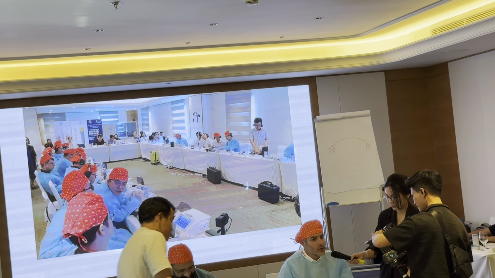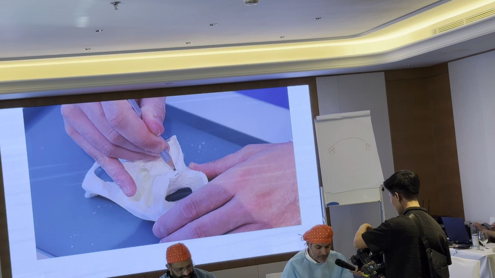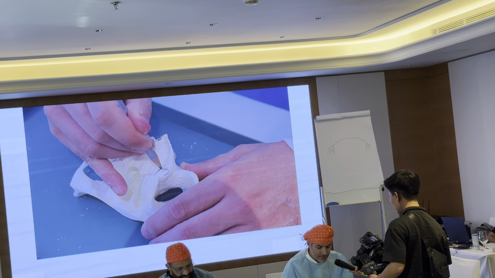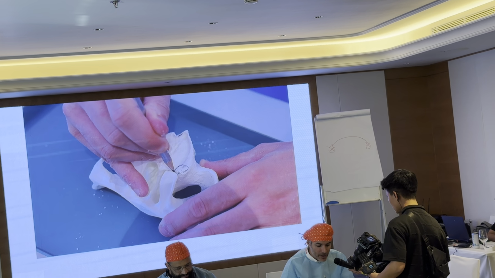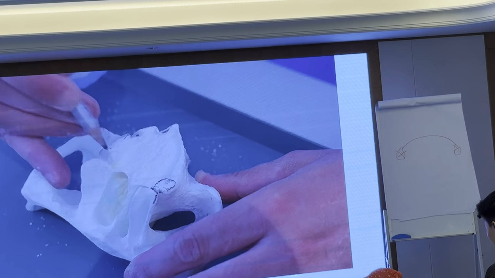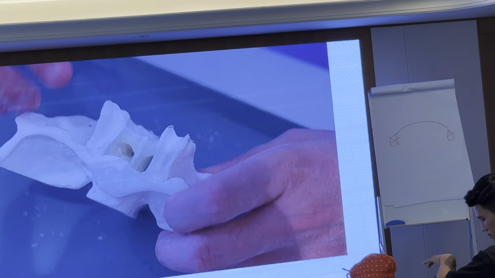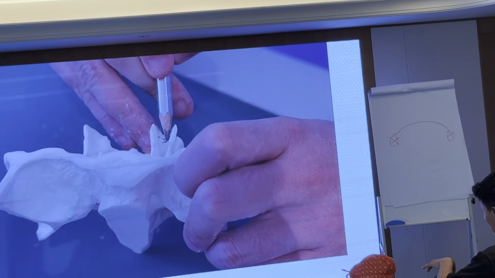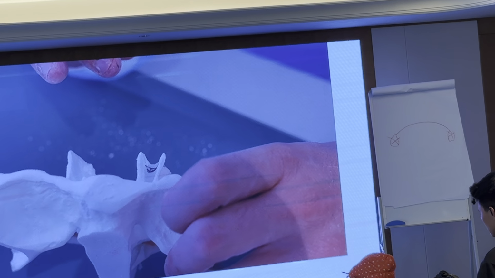So let's review the anatomy of the pterygoid region. Okay, tuberosity. You remember? Then we have the incisura behind the tuberosity. Lateral pterygoid lamina, medial pterygoid lamina. Between the laminas we have here the fossa. Inside the fossa we have only muscle, right?